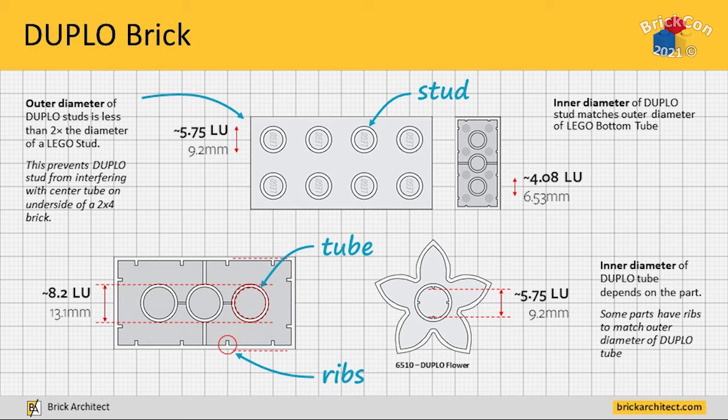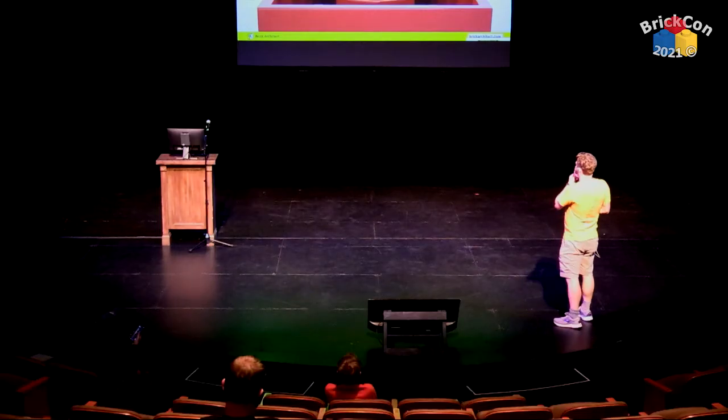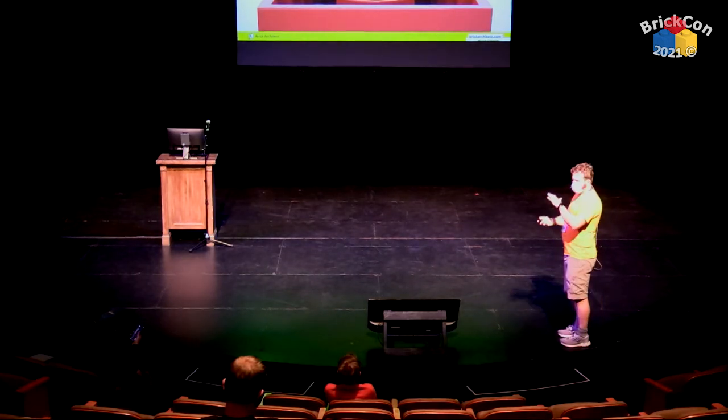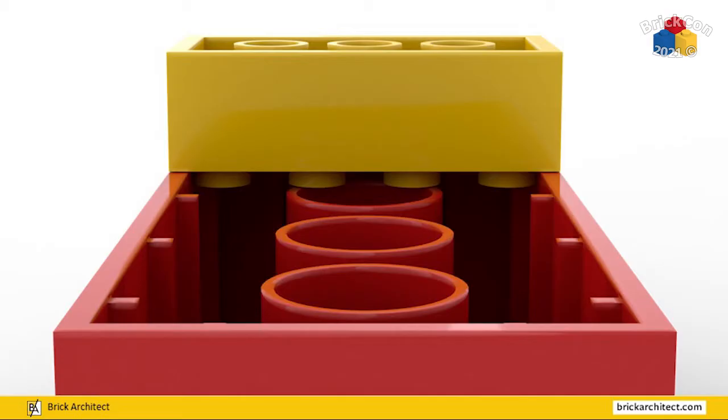And those ribs make it exactly the right diameter on the inside to match the 5.75 Lego units of a Duplo stud. And then the other trick, which a lot of people are aware of, is in order to make Duplo work with Lego bricks, where a Lego brick is attached below a Duplo brick, the tubes are recessed a little bit. And they're recessed just a little over 1 Lego unit to allow space for a Lego stud and the writing to fit into that sort of recess.